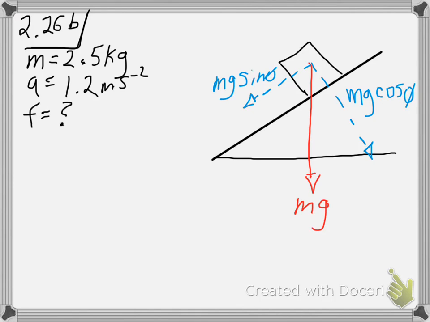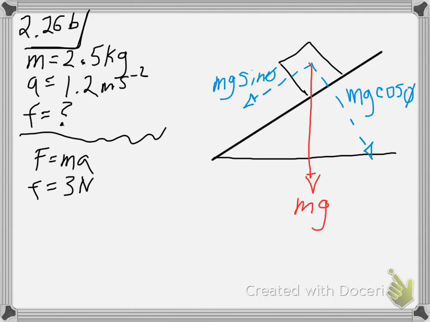So here's the situation for part B of 2.26. The block's still on the incline. The incline is increased to 49 degrees, I believe. And the question asks, how hard do you have to push up the incline so that it accelerates at 1.2 meters per second squared? The first thing you should think about is Newton's second law, F equals ma. When we do F equals ma, we can figure out the net force required. When you do that calculation, you end up with a force of 3 newtons.